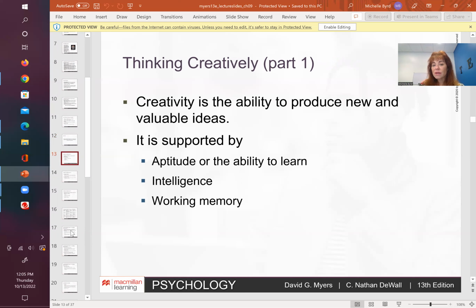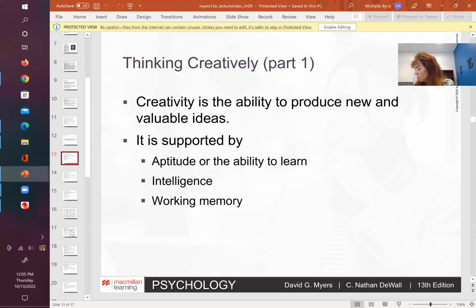Okay, thinking creatively, part 1. This is on page 334, section 9.11. What is creativity and what does it foster? It's the ability to produce ideas that are both novel and valuable.